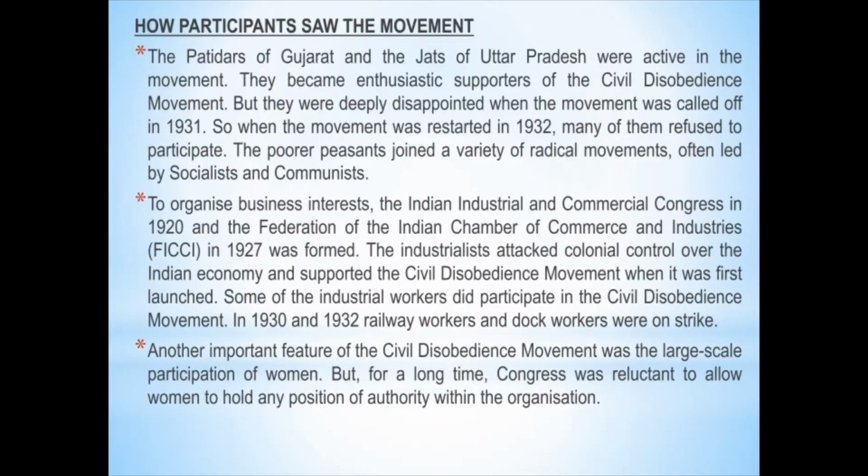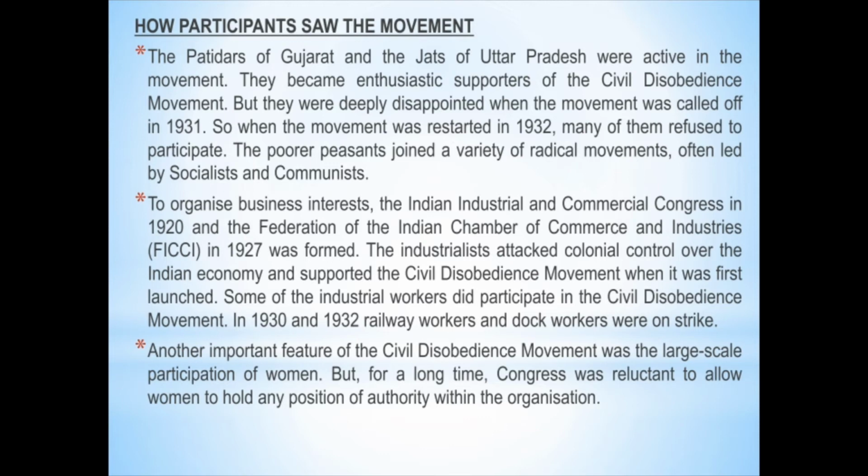How participants saw the movement. There were five different groups of participants in the movement: rich peasants, poor peasants, business class people, industrial workers, and women. Of these, rich peasants, business class people, and women took active participation in the civil disobedience movement, whereas the poor peasants and the working class people were completely aloof from it.